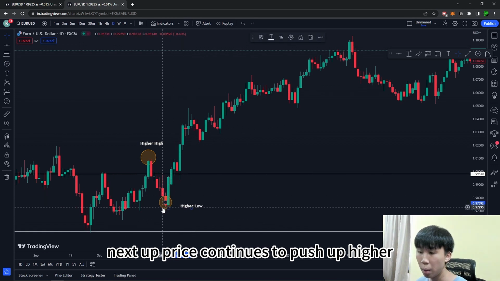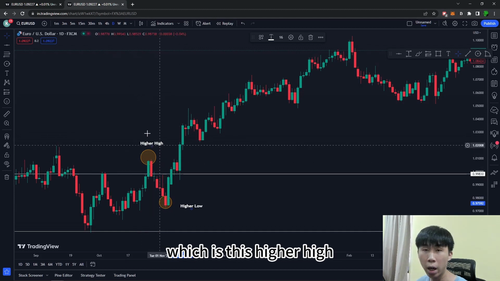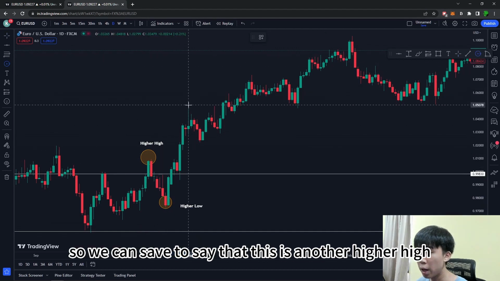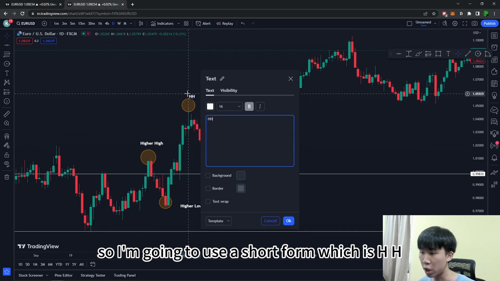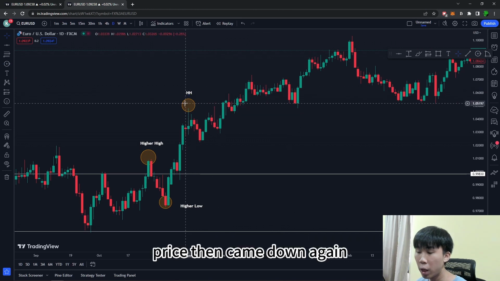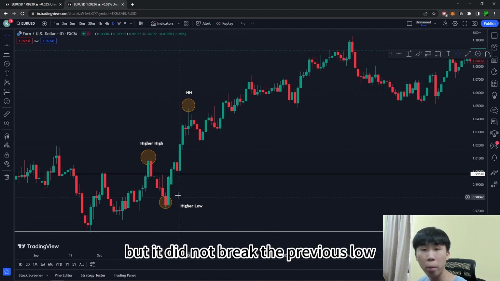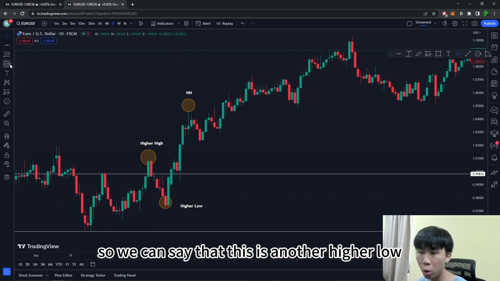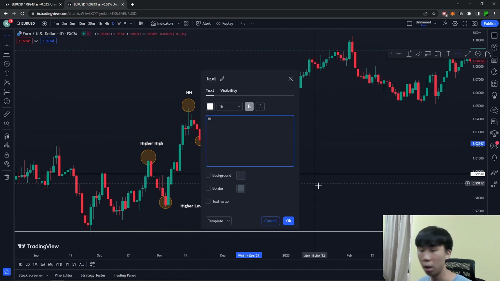Next up, price continues to push up higher. This point broke the previous high, which is this higher high, so we can safely say that this is another higher high. I'm going to use a short form, which is HH, for higher high. Price then came down again, but it did not break the previous low, so we can say that this is another higher low. So I will use the short form HL.